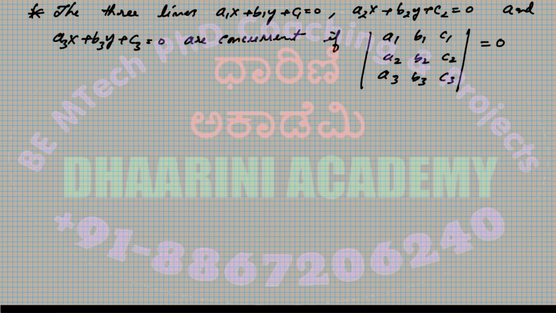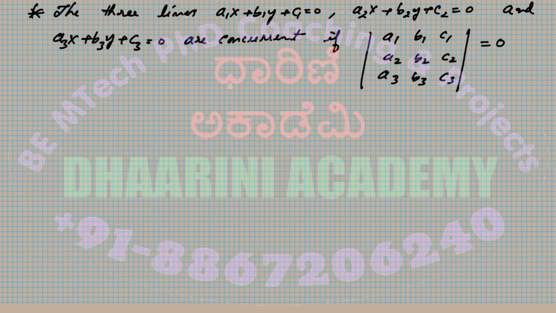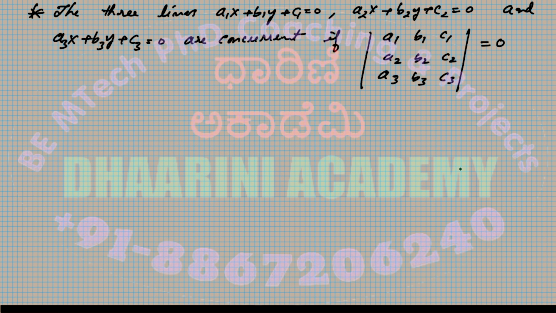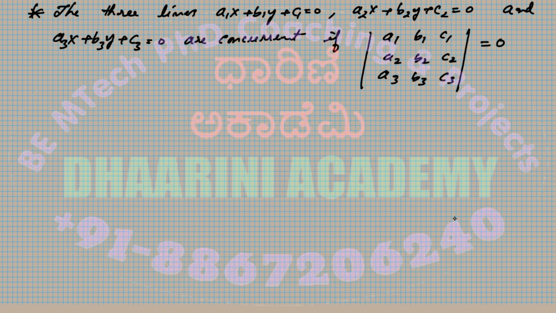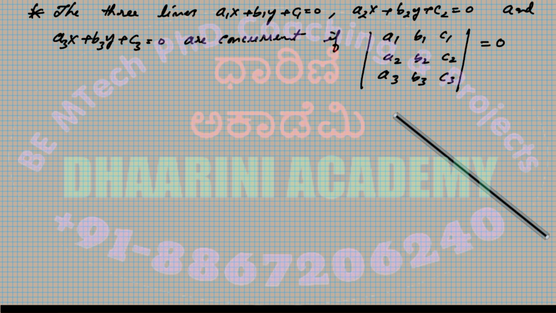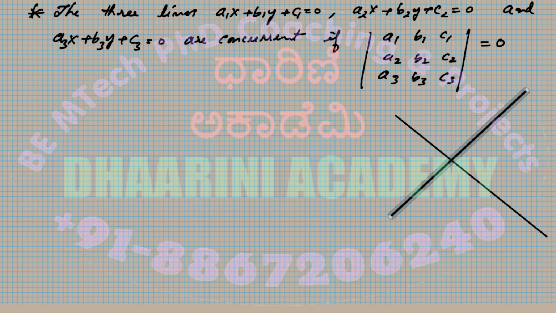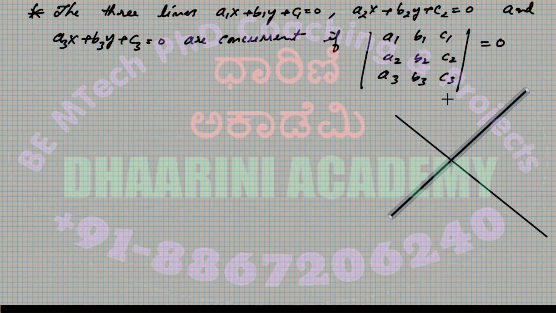Okay, so if this condition is satisfied, only then the three lines are passing through a common point. So what is concurrency? We say that three lines are concurrent only under this condition: line number 1, line number 2, and line number 3 will pass through a common point. If this condition is satisfied, then you say they are concurrent.